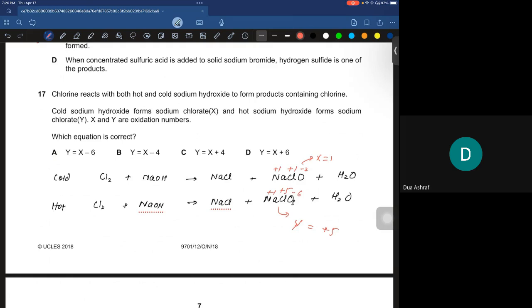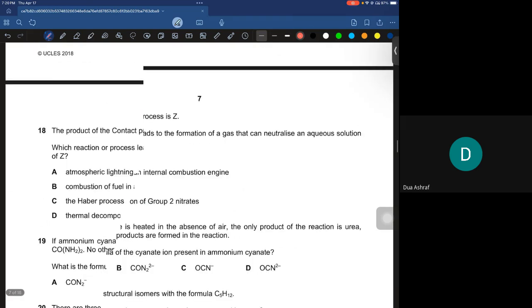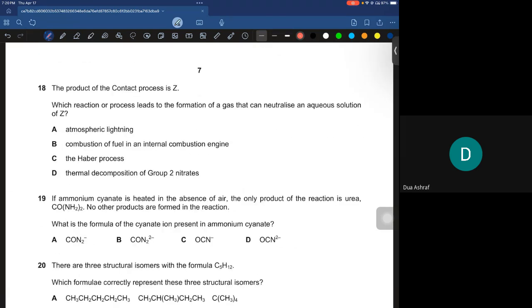You can try option B. Plus 5 is equal to plus 1 minus 4. It would be minus 3 is equal to plus 5. No. Let me try C. Plus 5 is equal to plus 1 plus 4. Of course, 5 is equal to 5. Yes, option C is correct. Okay, it's easy.